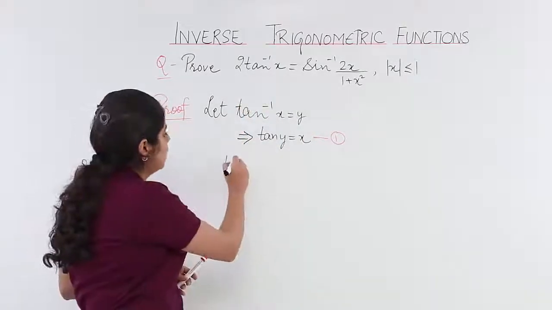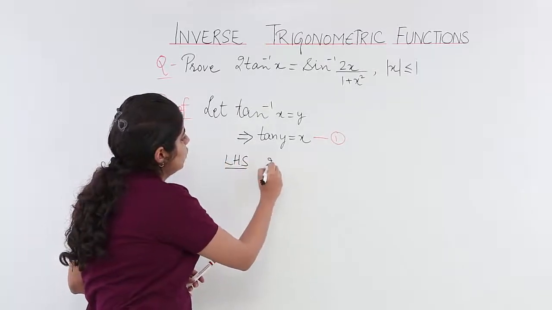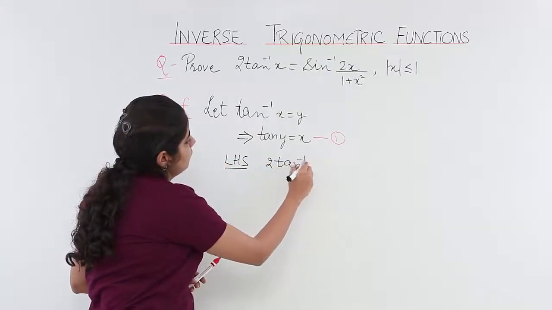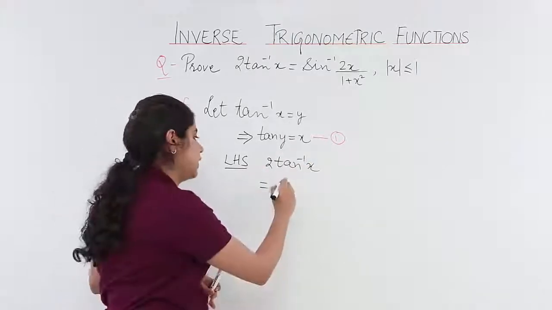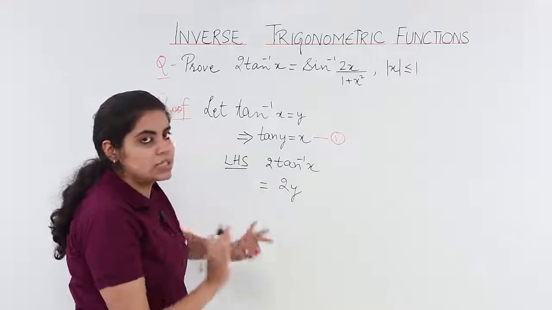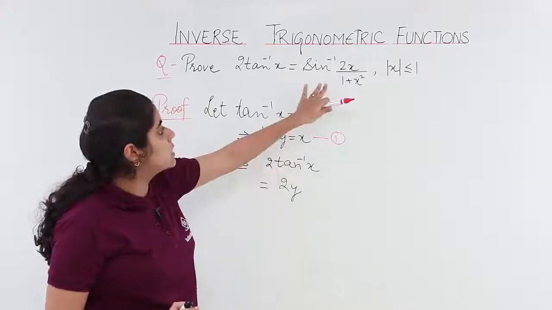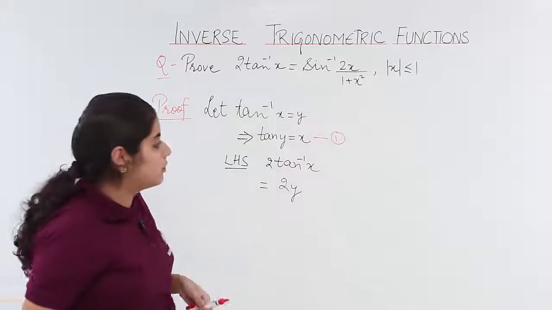Now move towards the left hand side of the question. What is the LHS or the left hand side? That is 2 tan inverse x. What is 2 tan inverse x? It is 2y. Keep it aside.